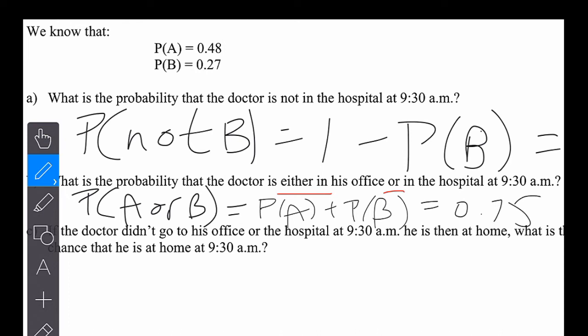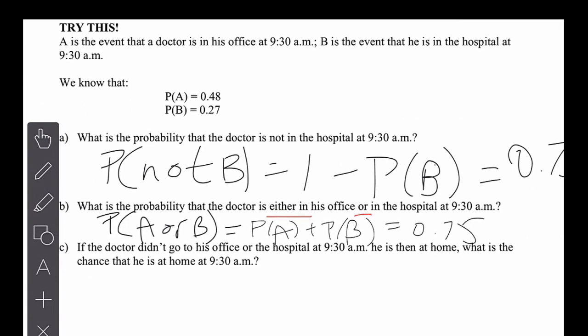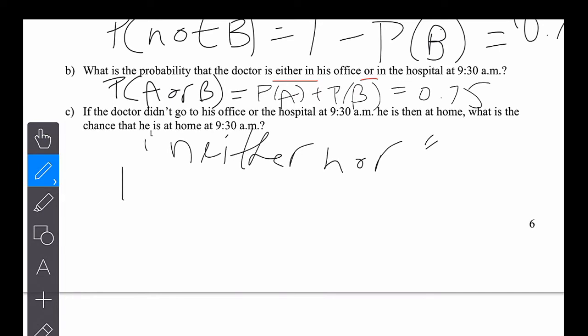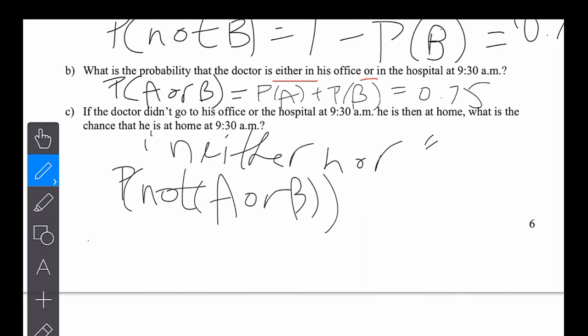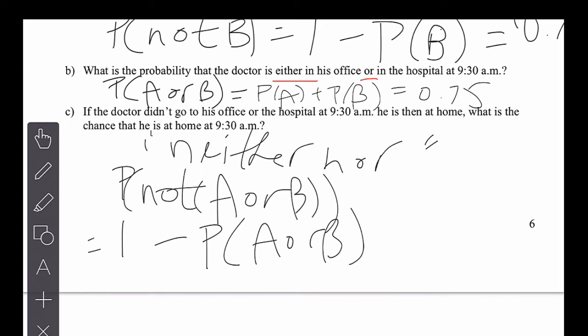And finally, if the doctor didn't go to his office or the hospital, this is actually the negative. This is neither/nor. For neither/nor, what we're asking for, like we did yesterday, is the probability of not A or B. The probability of not A or B is, again, 1 minus, because the not is the complement. 1 minus probability of A or B. And we know the probability of A or B was 0.75. So this is 1 minus 0.75, which is 0.25.